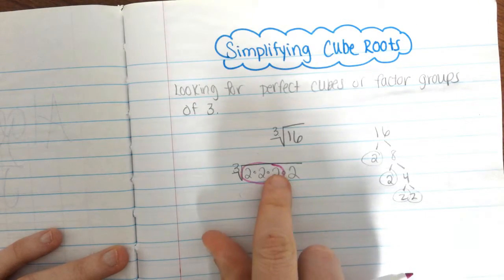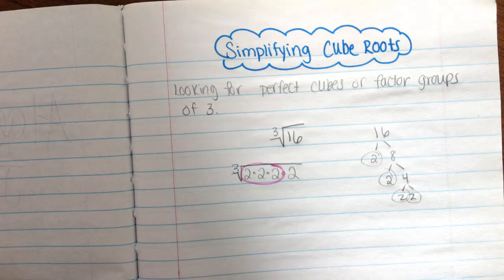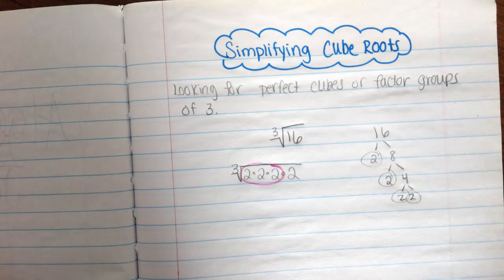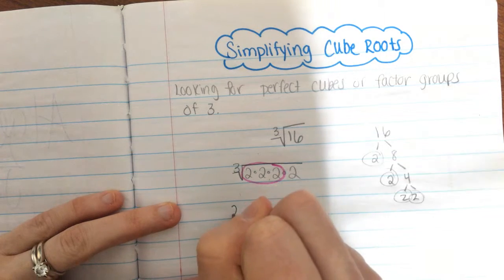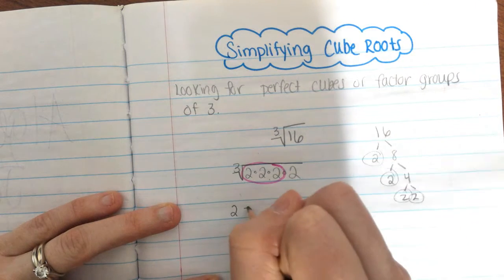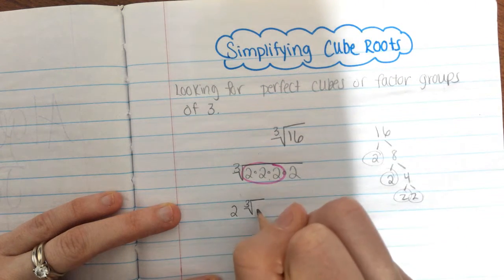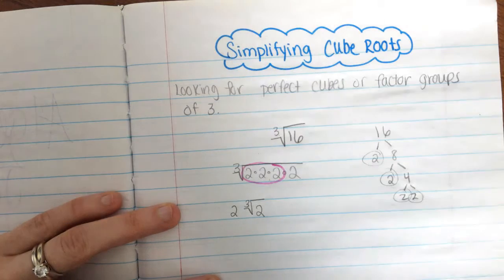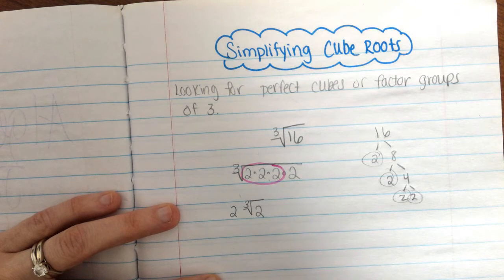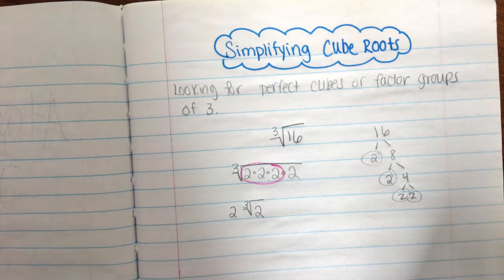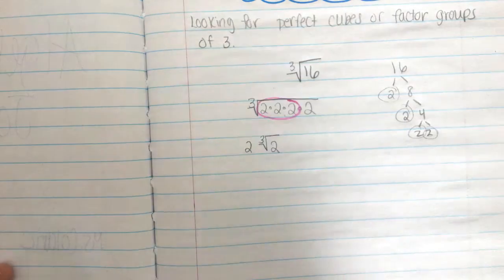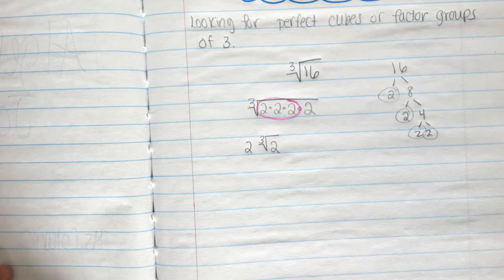So this group here is really 8, and the cube root of 8 is 2. So this simplifies to 2, and we keep the cube root symbol with the index of 3 for what's left, and it would just simplify to that. It's really not much different than what we were doing last class, but again, we're looking for those groups of 3's. We're going to do a couple more examples.